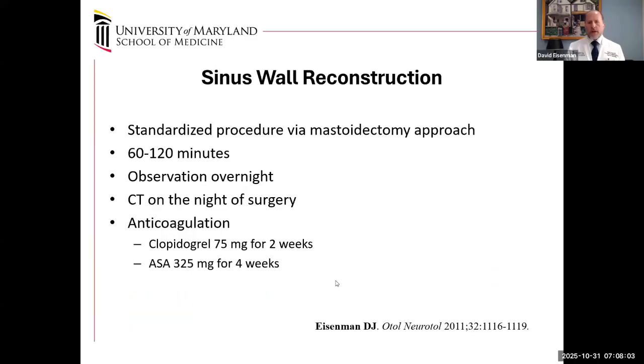So sinus wall reconstruction, it's a pretty straightforward procedure through a conventional mastoidectomy approach. Depending on the nature of the pathology, it can take anywhere from an hour to 2 hours. That's with residents or fellows. If you don't have a resident or fellow, it may be shorter. We observe them overnight. We get a CT scan on the night of surgery, a contrast-enhanced CT. We want to look at the postoperative flow through the vessel.